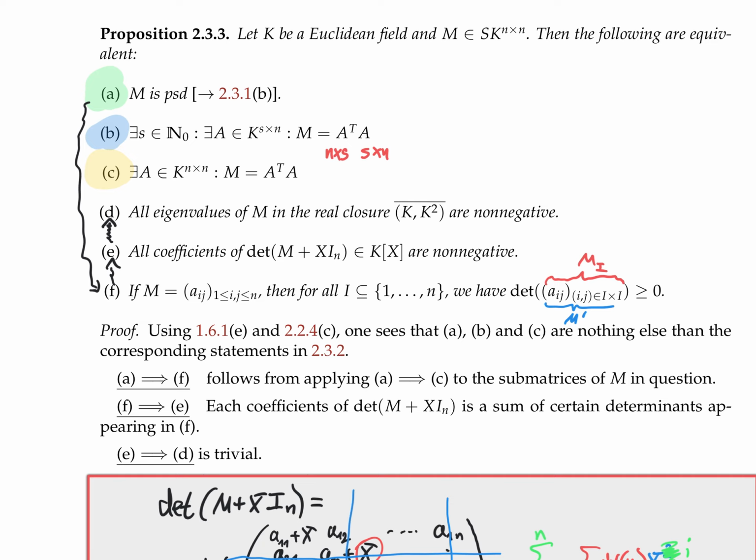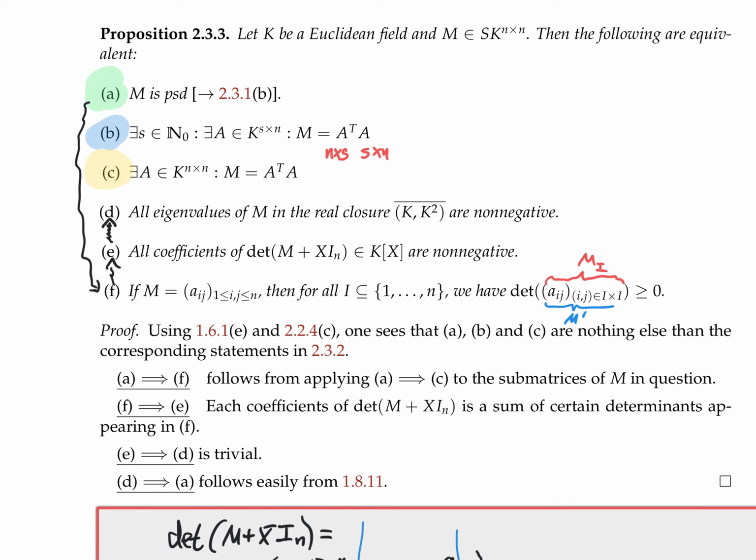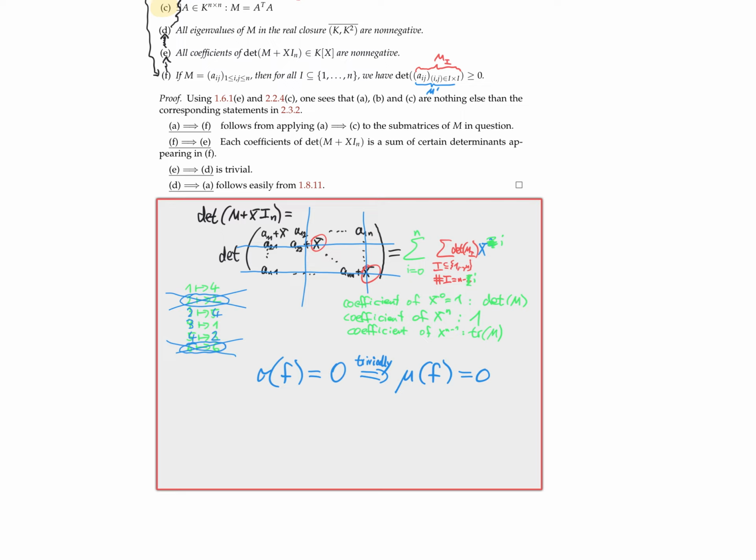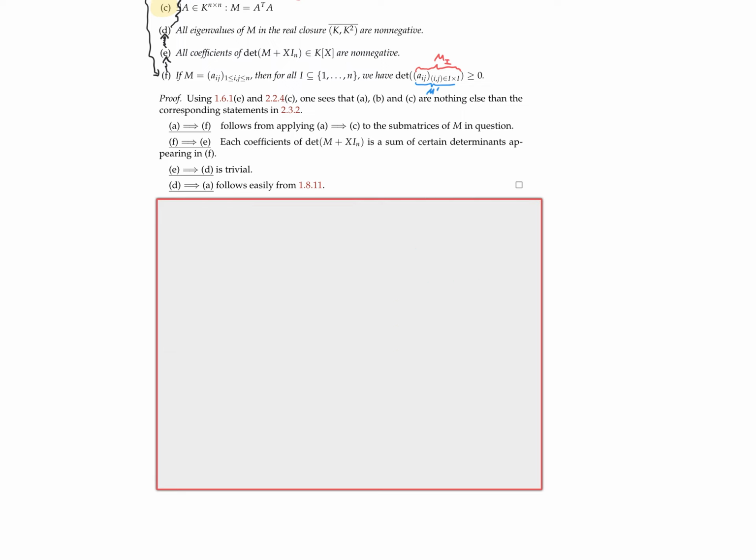So yes, and D to A. Now, because A, B, and C are already known to be equivalent, I can also go from D to A. D to A follows easily from 1.8.11. So maybe we should have a reminder of what 1.8.11 was. 1.8.11 was the following.